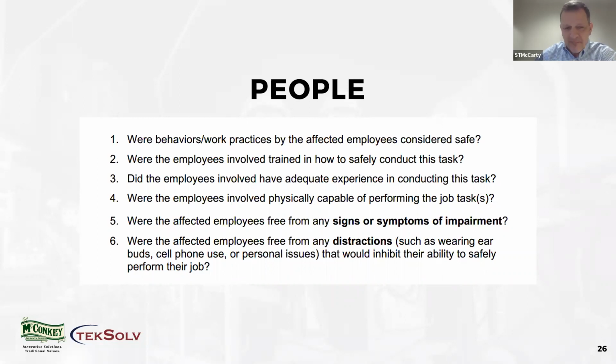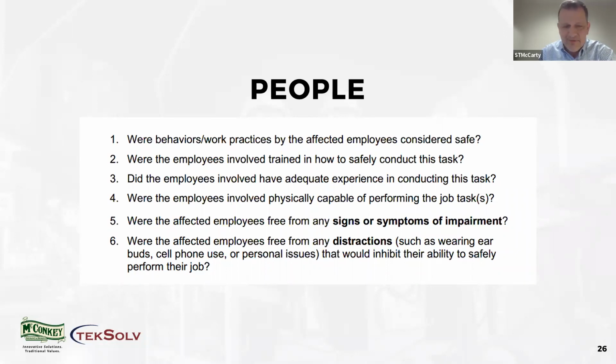And that fourth category, people factors, and this is kind of the employees themselves. Were behaviors and work practices considered safe? What the employees were doing at the time of the injury, was that considered a safe work practice? Were employees involved trained in how to safely conduct this task? Were they adequate? Did they have adequate experience in conducting it? So it's one thing to be trained on something. It's another to actually be proficient or at least functional, adequately able to perform the job. Were the employees physically capable of performing the job? In ergonomics, we want to match the abilities and limitations of the employee with the demands of the job. Was there a good fit there? Did the employee exhibit any signs or symptoms of impairment in any way?